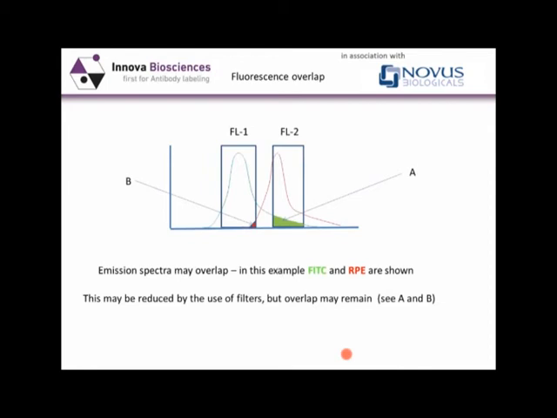Using the same fluorescence overlap diagram, you can see in this case that the fluorescence emission spectra of FITC and RPE overlap quite considerably. You can reduce that using filters, and all standard flow cytometers are fitted with very good sets of filters, and the FL1 filter here looks at just the peak emission of fluorescein, the FL2 filter, the peak emission of phycoerythrin, and cuts out some of the overlap from fluorescein. However, there's still a significant amount of overlap, particularly of FITC emission into the phycoerythrin or the FL2 channel, and you need to undertake compensation to overcome that.